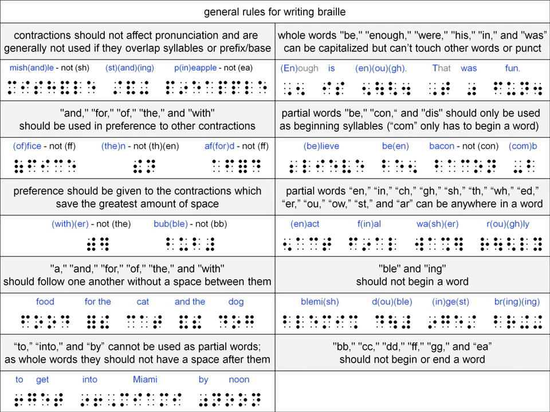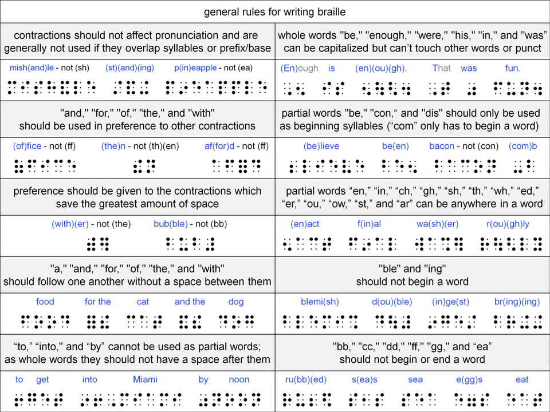The final rule we'll look at is that the double letter contractions BB, CC, and so on, as well as the contraction EA, may only be used in the middle of a word. They cannot begin or end a word. So in the examples, you'll see that the EA contraction cannot be used in the word see, since it would be at the end of the word, but it can be used in the plural version sees, since it is in the middle of the word.